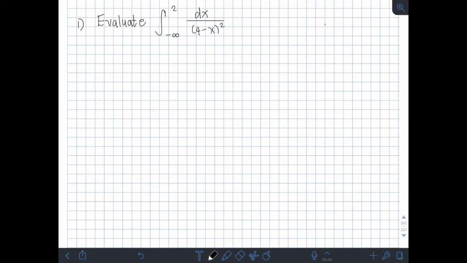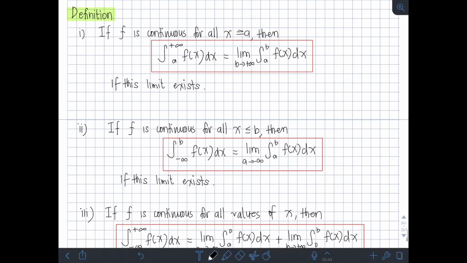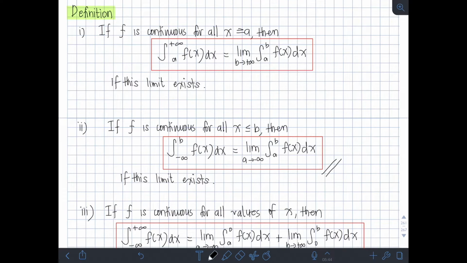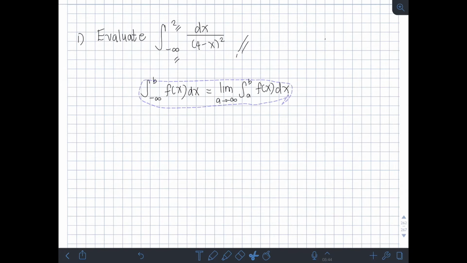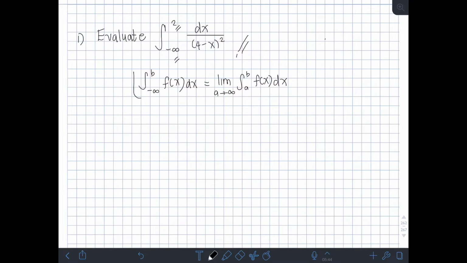For the first problem, we have, evaluate the integral of dx over quantity 4 minus x squared from negative infinity to 2. So, this is case 2 para sa ating improper integrals, right? Kung saan yung lower limit natin is negative infinity at yung upper limit natin is constant. So, yung formula natin kanina doon is this one. So, copy ko. So, gagamitin natin tong formula na to evaluate this improper integral.